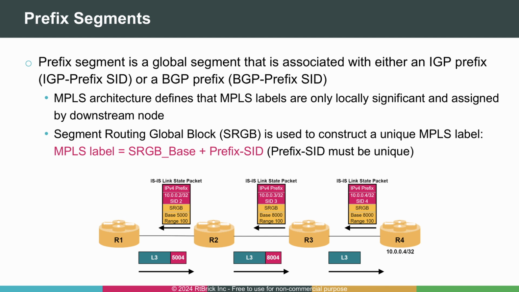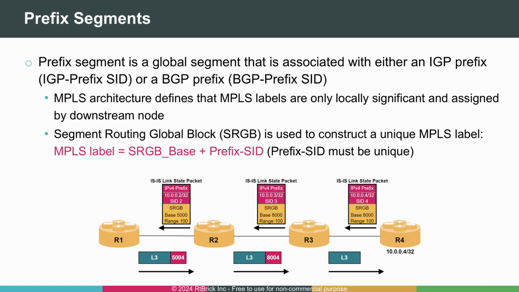Then, R1, wanting to send traffic to R4, calculates the outgoing label as 5000 plus 4. R1 pushes label 5004 onto the packet and forwards it to R2. Now R2 must forward the packet onward to R4, via R3. R2 uses R3's advertised SRGB and again R4's prefix SID to calculate the new label 8004. Therefore, R2 swaps label 5004 with 8004 before forwarding the packet to R3.